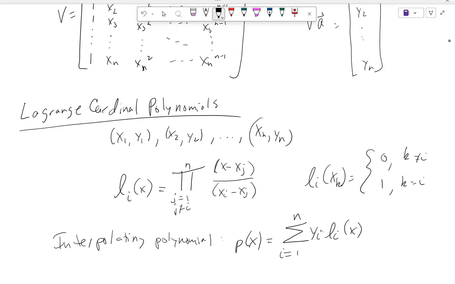There is no system of linear equations to solve. It's the identity. It says Ix equals B, which is a really, really easy system to solve, right? I don't have to figure out what the coefficients are. They are the y values. That's the pro of using the Lagrange cardinal polynomials. There is no system of linear equations to solve. I don't have the problem of an ill-conditioned matrix.